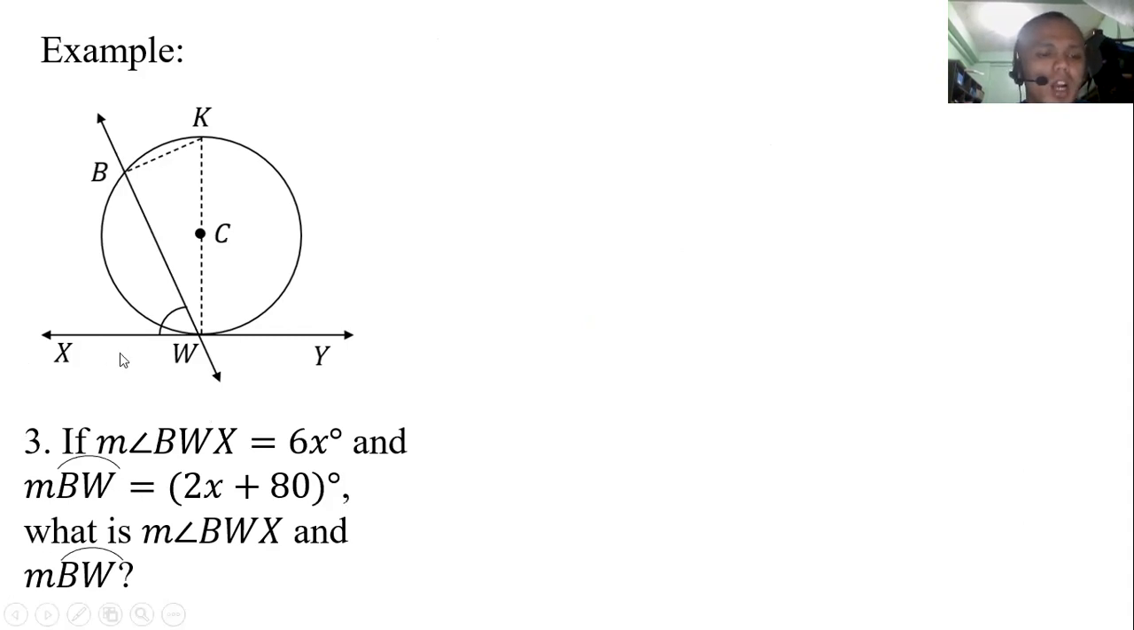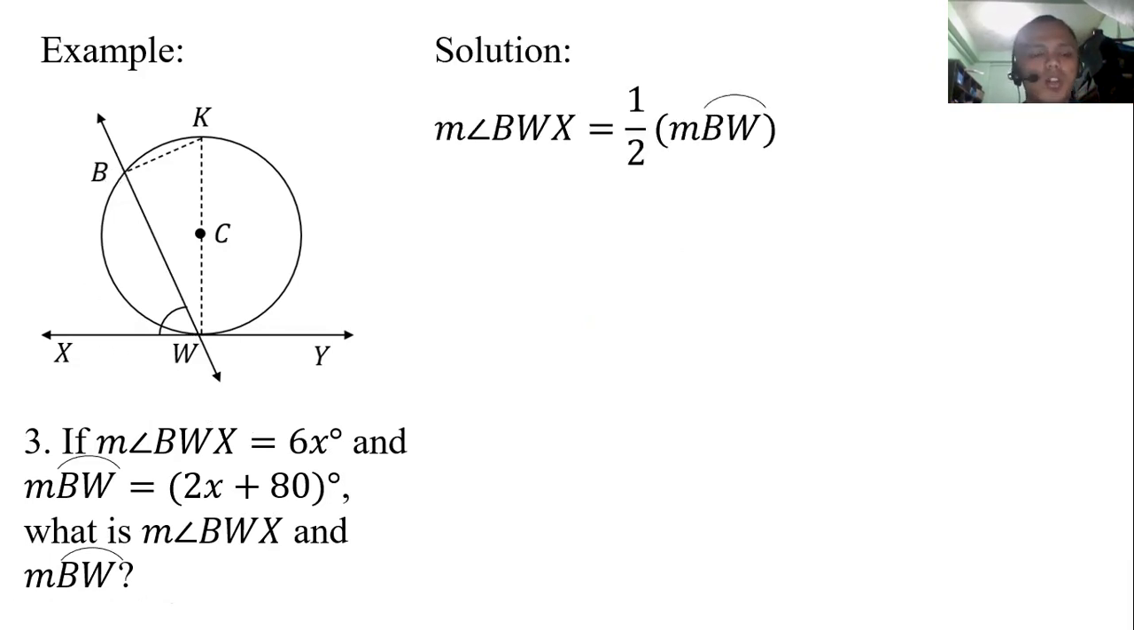Now, if the measure of angle BWX is equal to 6x degrees and the measure of arc BW is 2x plus 80 degrees, what is the measure of angle BWX and arc BW? Again, using this formula, substitute BWX as 6x, equal to 1/2 times BW as 2x plus 80 degrees.